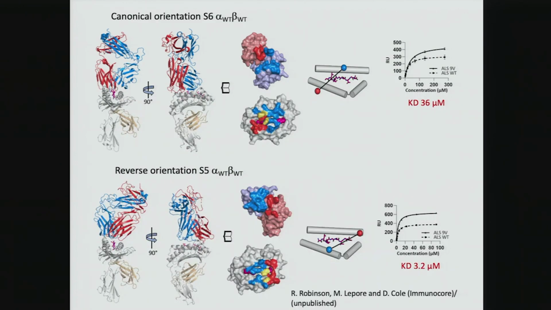So we are quite lucky to have structures of 2 receptors, with a company in Oxford, that have canonical or non-canonical orientation. In this case, this receptor is about 180 degrees in a diagonal orientation vis-a-vis peptide MHC. It binds with a good affinity, you can see. It's an affinity of 3.2 micromolar. The conventional receptor binds with 36, about 10-fold lower.